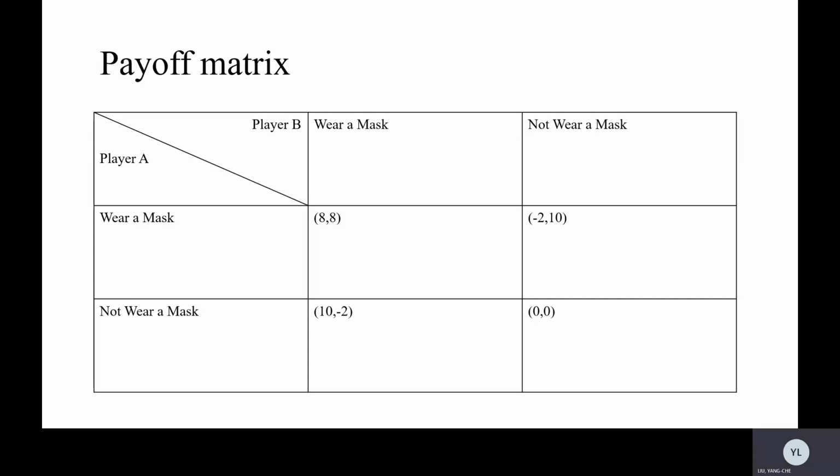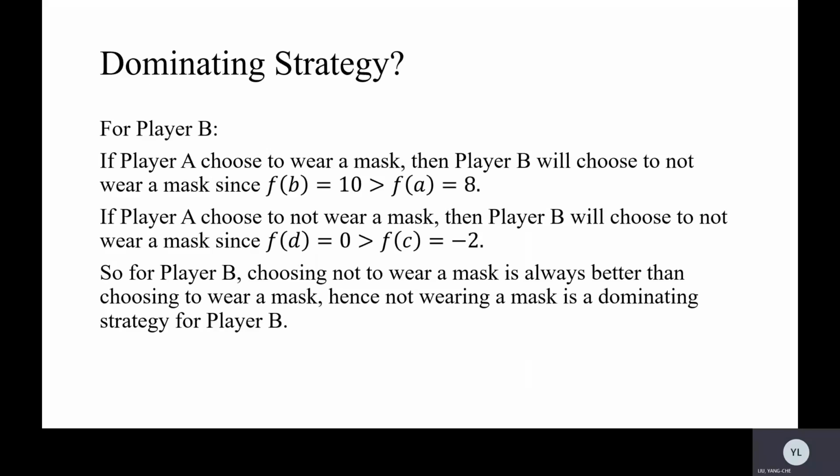Okay, so 10 is greater than 8. And if player A chooses not to wear a mask, player B will choose not to wear a mask also, since the payoff for D is greater than the payoff for C. So 0 is greater than -2.